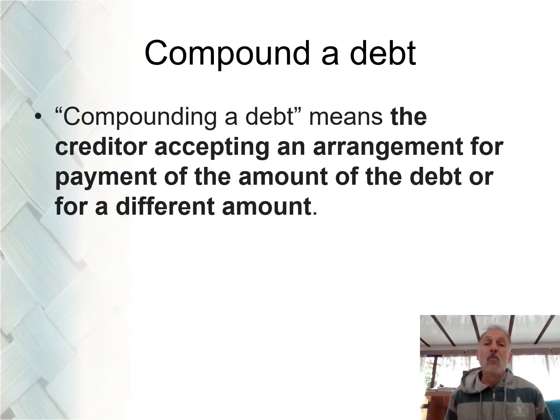What does it mean to compound a debt? Compounding a debt means the creditor is accepting an arrangement for payment of the amount of the debt. Or people, if you're lucky, often for a different amount. So oftentimes people negotiate, and then the creditor, instead of not getting any money at all, is willing to receive a lower amount, or sometimes even a higher amount, a little bit of interest added, but over a longer period.